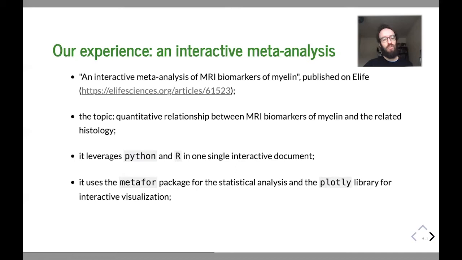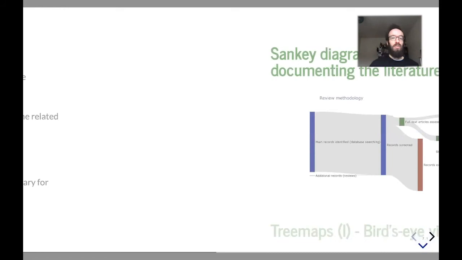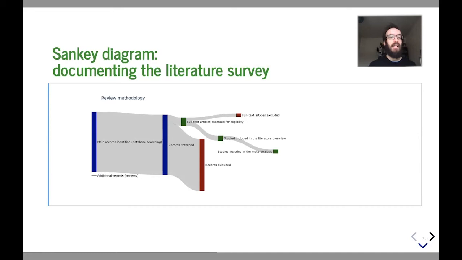work. So starting from the actual literature survey process, we used the Sankey diagram to show how the screening procedure happened. And we can see the details of how many articles we had at each stage. And we can even see what the exclusion criteria were when moving from one stage to the other.